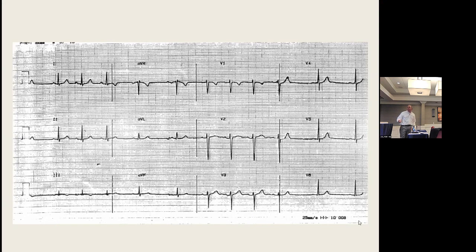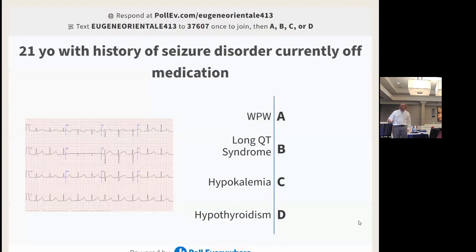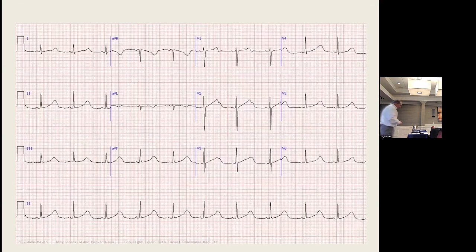Okay. All right. Next question. We got a 21-year-old with a history of seizure disorder, off medication. And this is what the EKG looks like. I'm going to give you the case to look at, and then you go back to your phone and vote on what you think the right answer was.